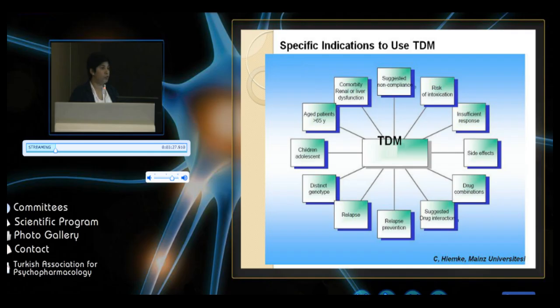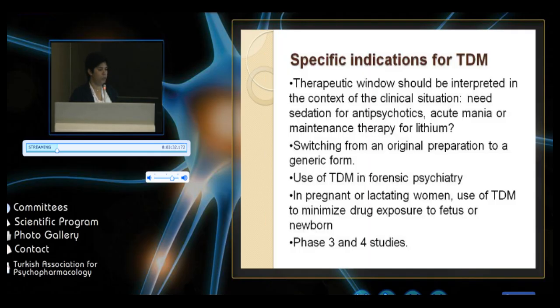Suggested drug interactions, relapse prevention, relapse, distinct genotype, children, adolescents, and elderly patients. There are some other special indications for TDM. For example, the lithium concentration needed for acute mania is different, and the lithium concentration for maintenance therapy is different as well. So this is a specific indication for TDM.